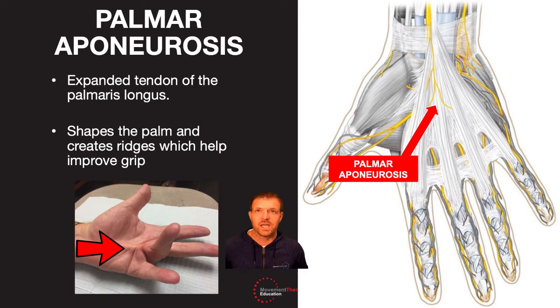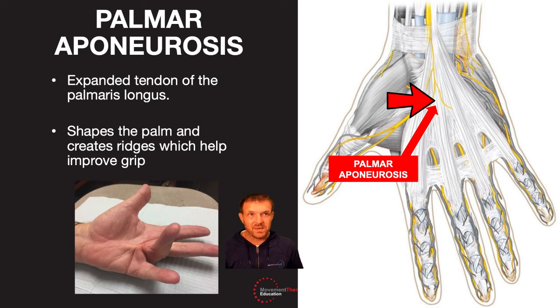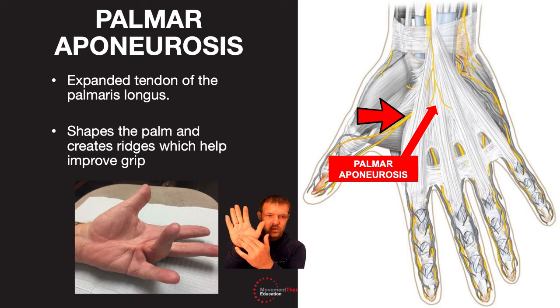Okay, so worth getting checked out again. So this is the expanded tendon of something called the palmaris longus, and we're not going to cover the palmaris longus today because we've got too much other stuff to do, but we'll add that in later on. But that's a muscle. It shapes the palm and creates ridges which help improve grip. So it's basically this bit is the palm of your hand, okay, all that flat bit.